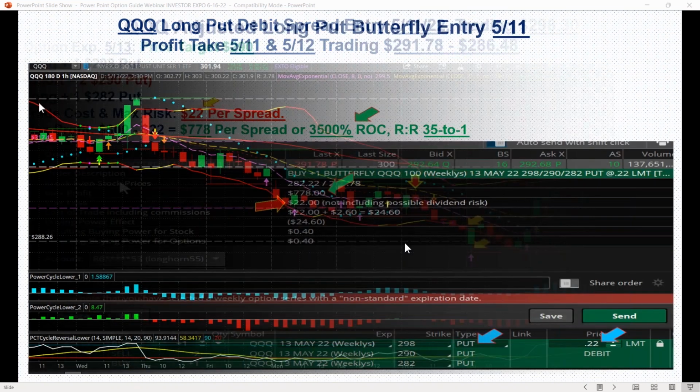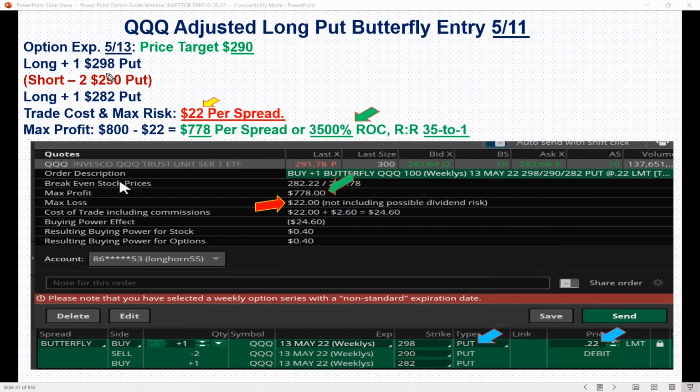All right, so again, just to step through it real quick. We're initially long the 298 put, short the 290. So there was our put debit spread right there. And then when it dropped down hard, we sold the 290 again and bought the 282 to cap that risk. So we're a capped risk trade. $8 on both sides of the spread. Now our risk was knocked down to 22 bucks per spread, which theoretically, if it closed perfectly at the top of that butterfly, we'd make 778.